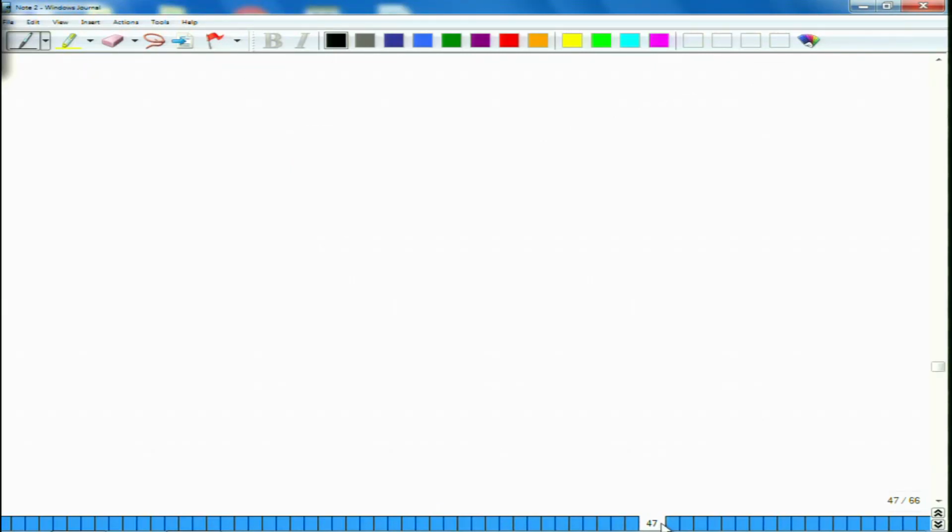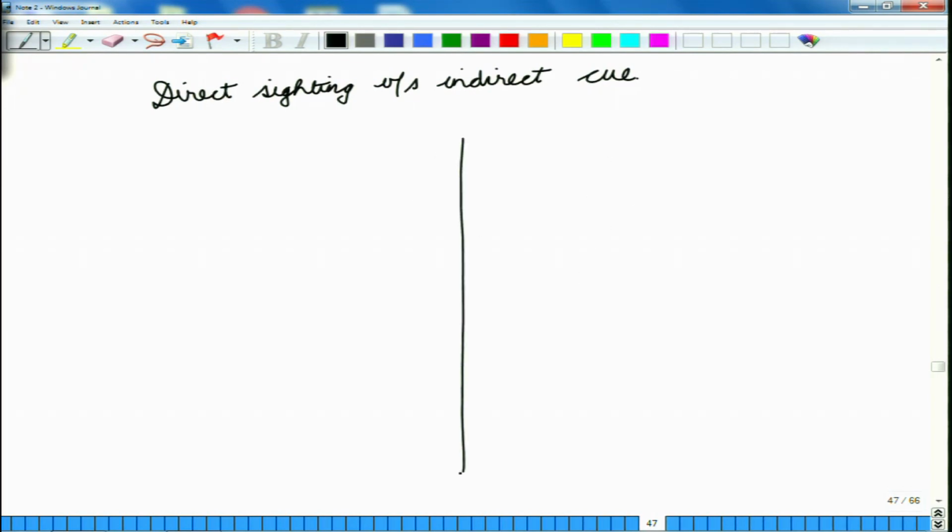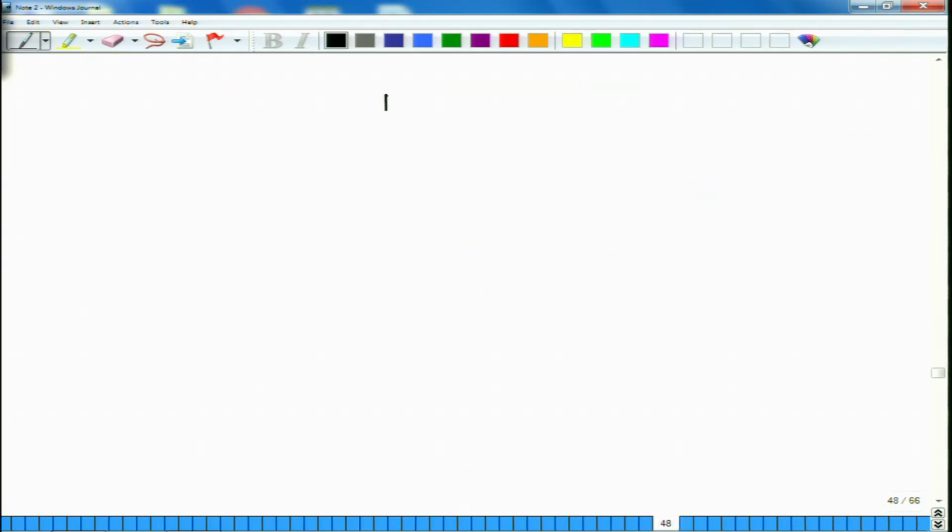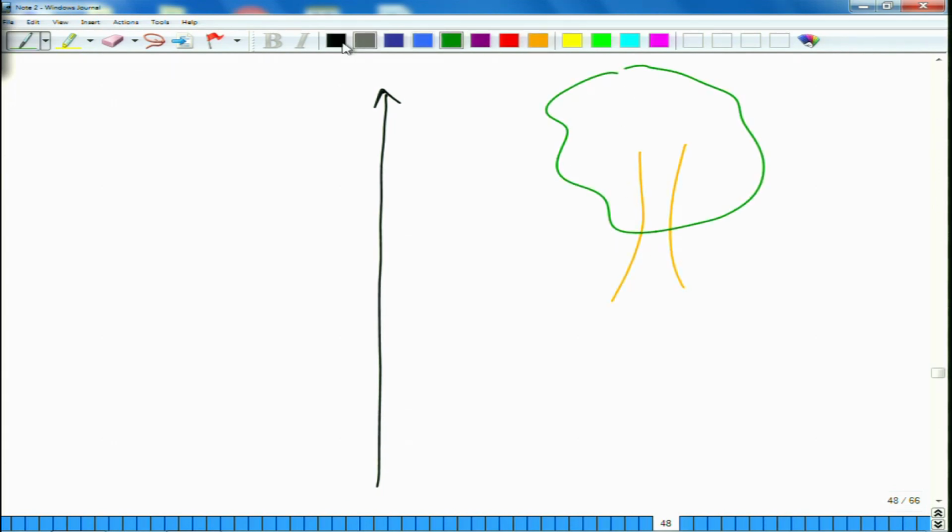Another variation is whether we have a direct sighting or an indirect cue. Now, in the case of direct sighting, when we are walking on the transect line, we are actually observing an animal. So, in the case of large sized animals such as elephants, we can directly observe the elephant, but in some cases when it is difficult to sight the animal directly, we could even go for indirect cues. Now, what do we mean by indirect cues? So, suppose you are walking on a transect line and there is a tree nearby, and on this tree you saw the nest of a bird. So, this is a nest of a bird.